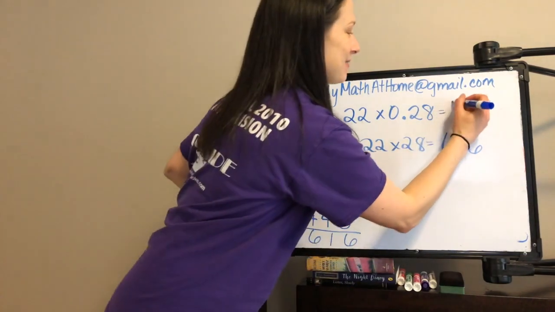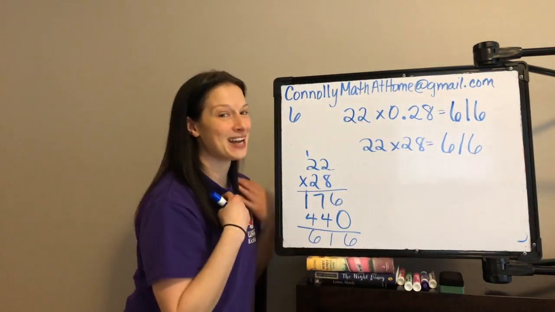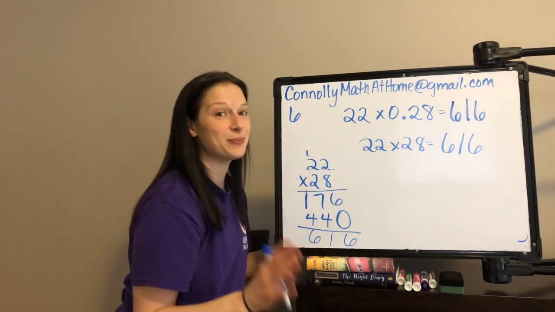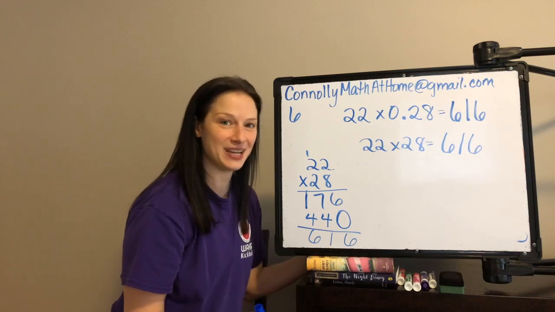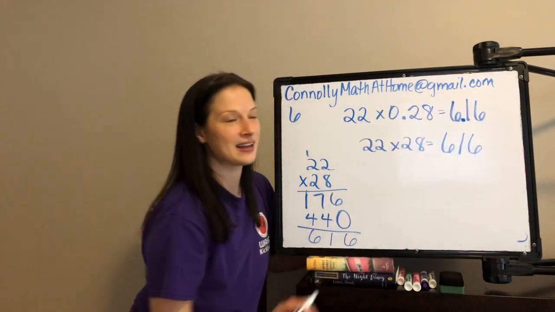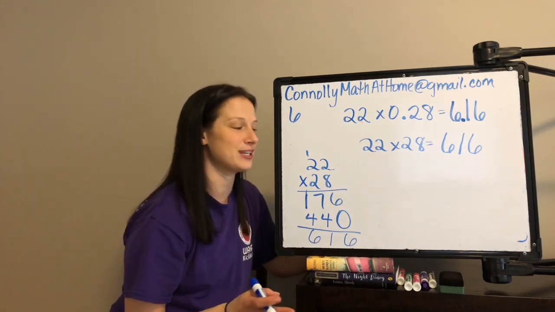And I'm hoping that you're looking at my estimate and saying, I know the answer, I know the answer. So let's think about it. If I know that when I estimated, I knew my answer had to be close to 6, you can predict where this decimal should be. Because we want a number close to 6. Okay, so that estimating is really going to help you.